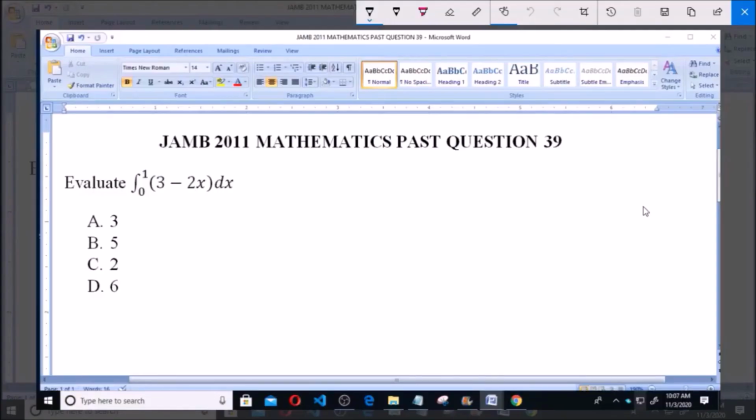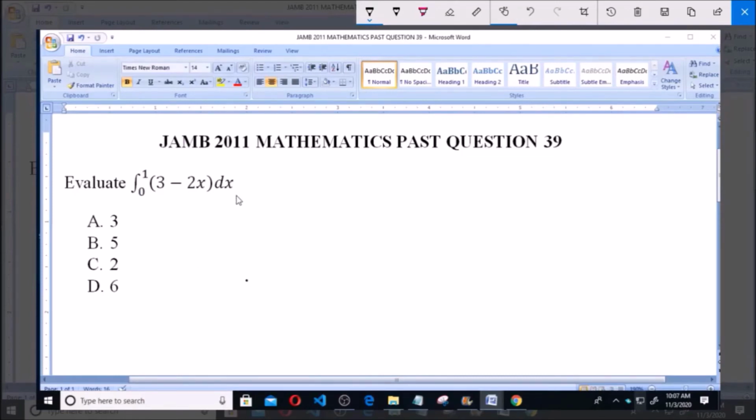I'll be answering JAMB 2011 Mathematics Past Question 39. Evaluate the integral of 3 minus 2x with respect to x, from 0 to 1. The options are A, 3; B, 5; C, 2; and D, 6.